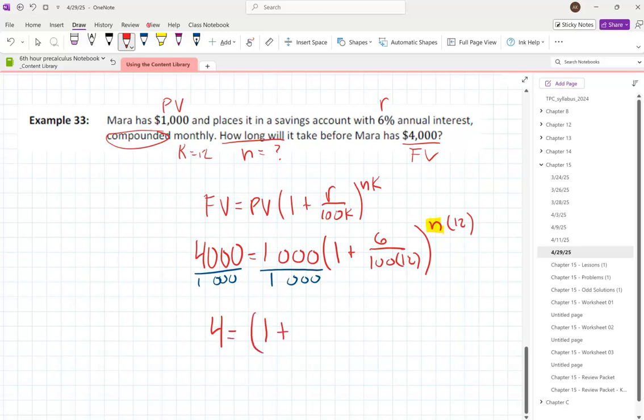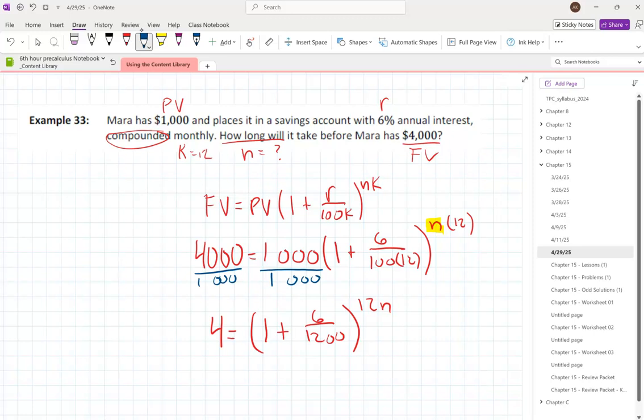Now, I could do the arithmetic and rewrite 1 plus 6 over 1,200 as a decimal. I'm not going to bother with it because it's all just going to go into my calculator eventually anyway. So I'm just going to save myself the aggravation. What I am going to do now is take the log of both sides.